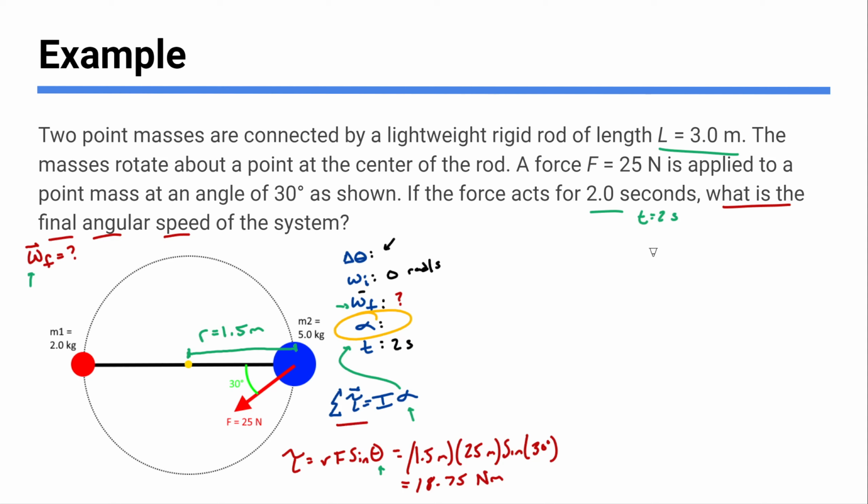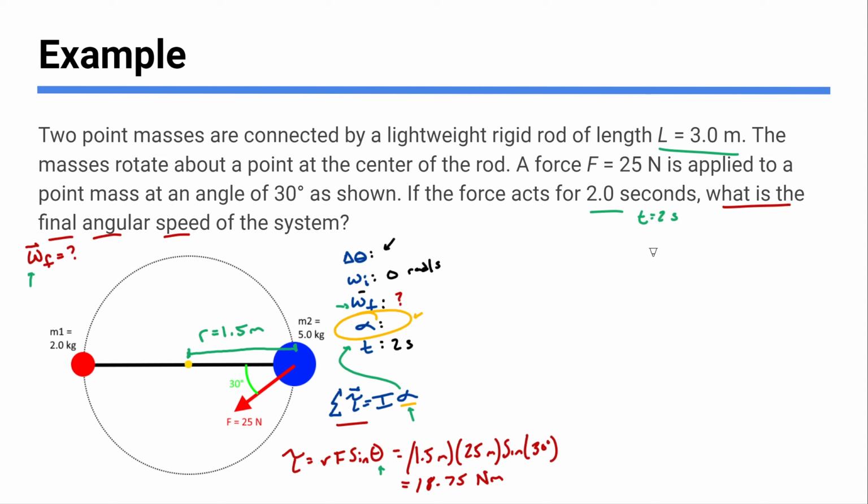That's this. Again, let's think about what I'm doing. I'm trying to find this so that I can put it in here so that I can ultimately find my unknown of angular speed at the end. So I need one more thing. I need I. So let's do this as our other step.